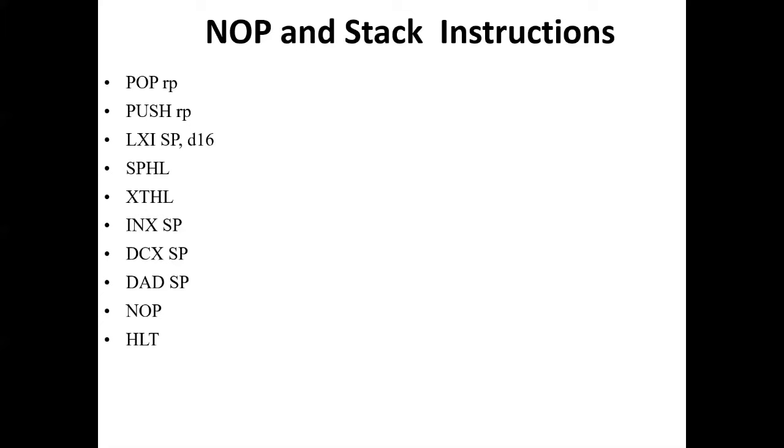Next is PUSH RP. This instruction stores contents of register pair RP by pushing it into 2 locations above the top of the stack. RP stands for BC, DE, HL, or PSW. As RP can have any of the 4 values, there are 4 opcodes for this type of instruction. It occupies only 1 byte in memory.